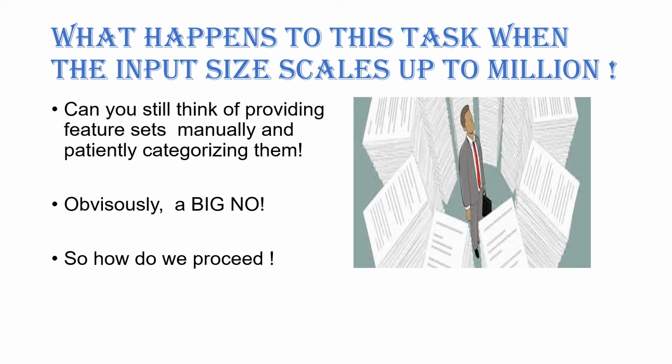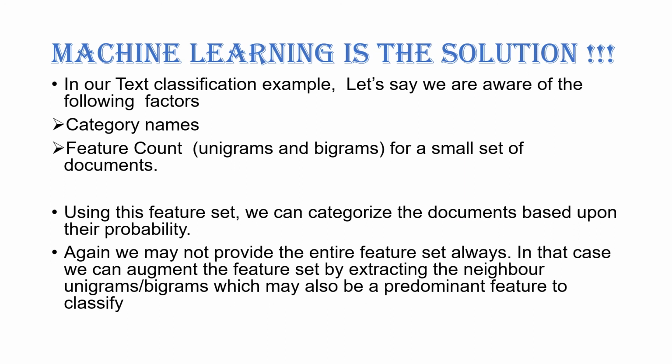So in that case, when you are dealing with a million documents, it is not possible to categorize them manually with a few feature sets. You still can't do it patiently and categorize them. How do we proceed? Here is where machine learning comes to our rescue. And so again, we'll take the same example, text classification. So now we have category names.